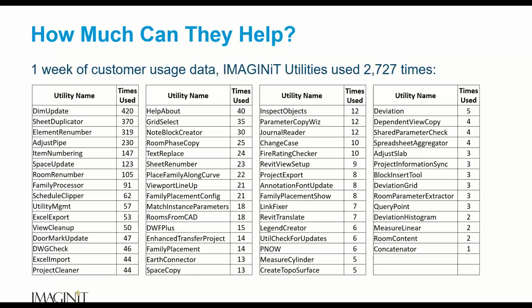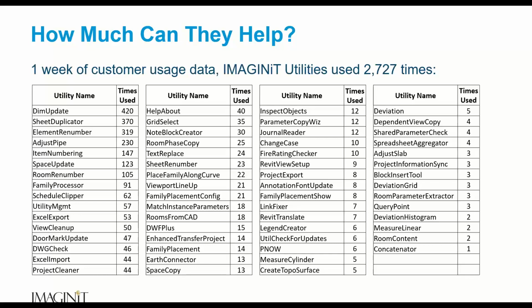Sheet duplicator. Instead of manually duplicating sheets and spending half an hour, however long it might be, to create all the different sheets that you have for a set, you can quickly go through and duplicate the sheets and their supporting views as you're working on your documentation set. Renumbering objects, updating spaces, updating room renumber. We can see there it's in the top 10.